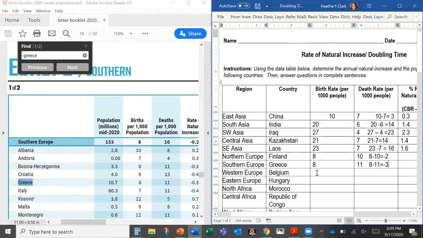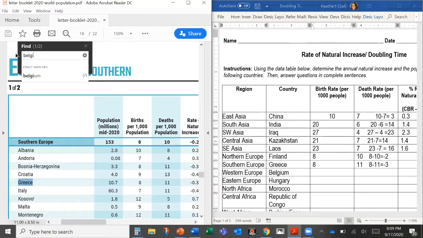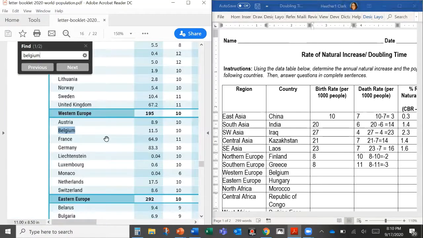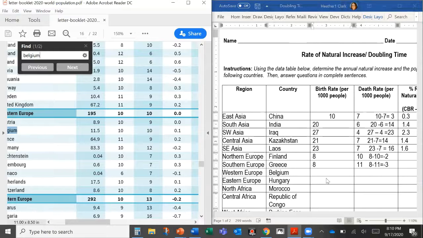All right. Then we're going to do Belgium. So we're going to type Belgium in here. Again, you get this box by clicking Control F. Belgium is 10 and 10. So they have the exact same birth rate and death rate. They have 0 population growth, because 10 minus 10 is 0.